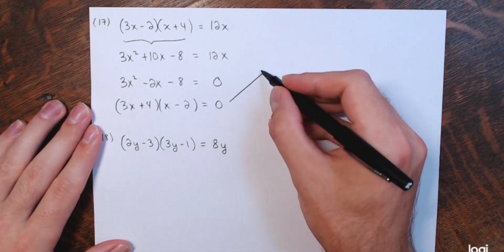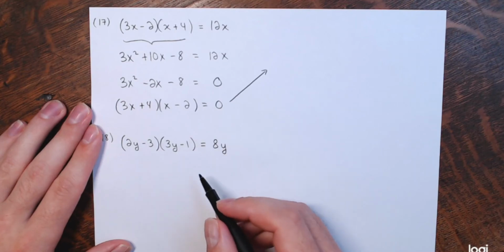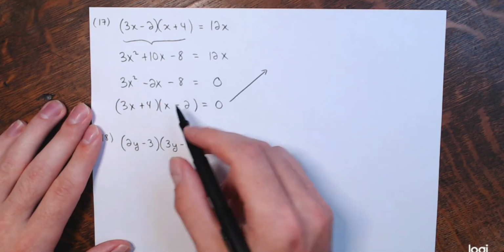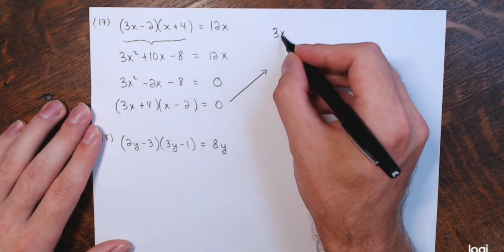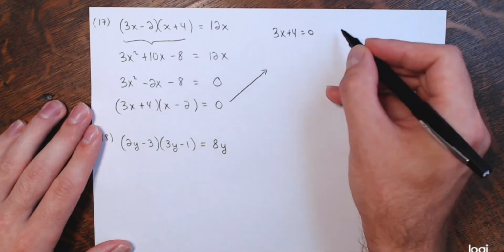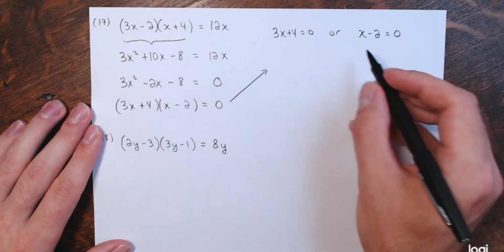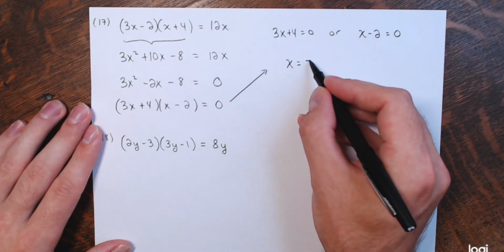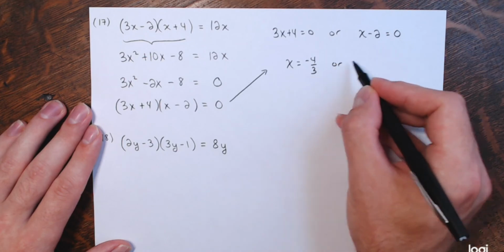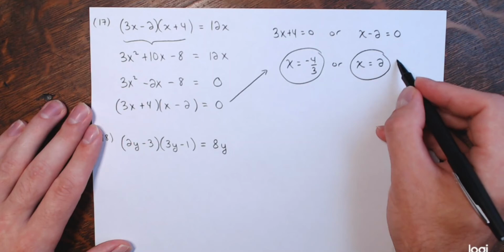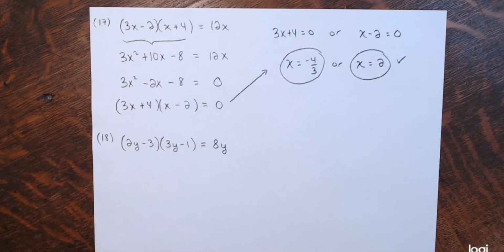And now I have what I want, right? A product equal to 0. And using the 0 product property, either factor could be 0, so either 3x plus 4 equals 0, or x minus 2 equals 0. Solving gives me negative 4/3 or positive 2. And don't forget to check those solutions, and they should work.